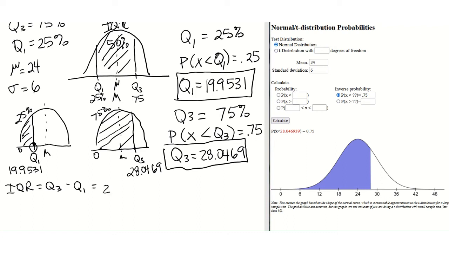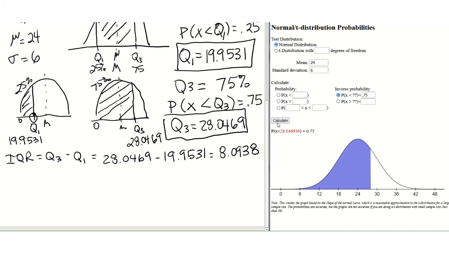So I'm just going to plug in those numbers. That's 28.0469. Subtract that from 19.9531. And that is going to give me 8.0938. So that tells me, I think I'm running out of space here. There we go.